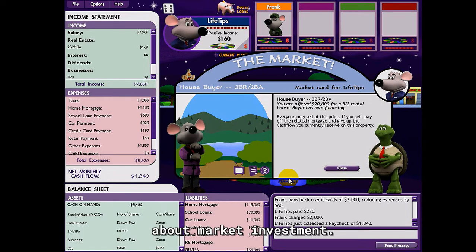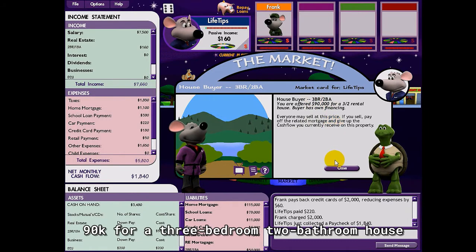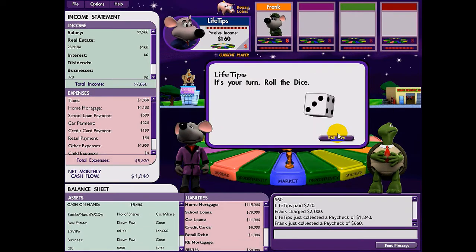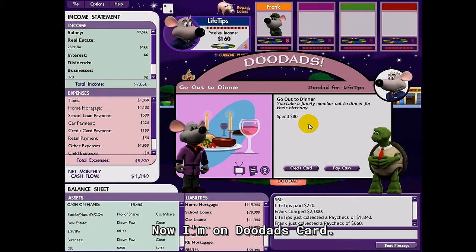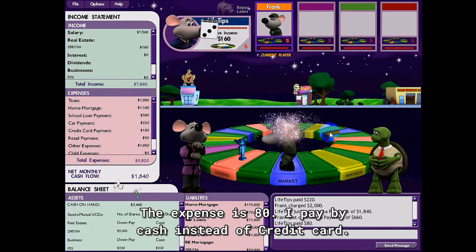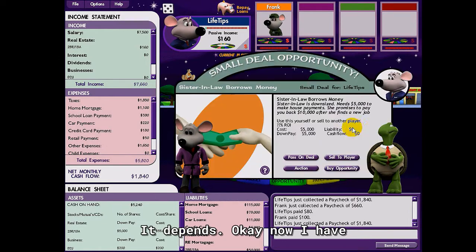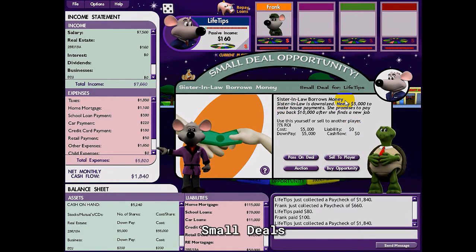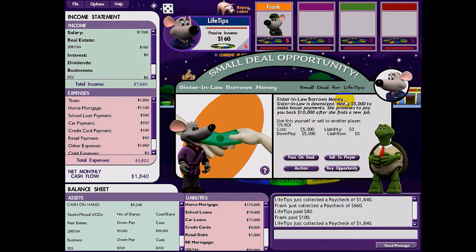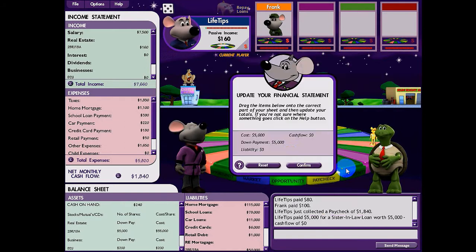The market card tells you information about the market and investments. Now a house buyer would pay you 90K for a 3 bedroom, 2 bathroom house. That's just information, you don't have to do anything. Now I'm on a doodad. Spend is 80. I pay by cash again. Again, I don't like credit cards. Now in small deal, my sister-in-law needs my help. Okay, help her anyway.